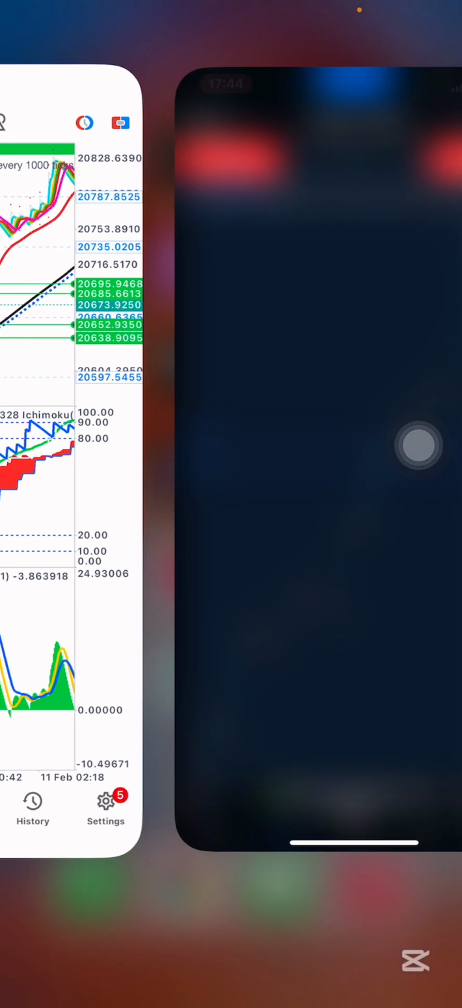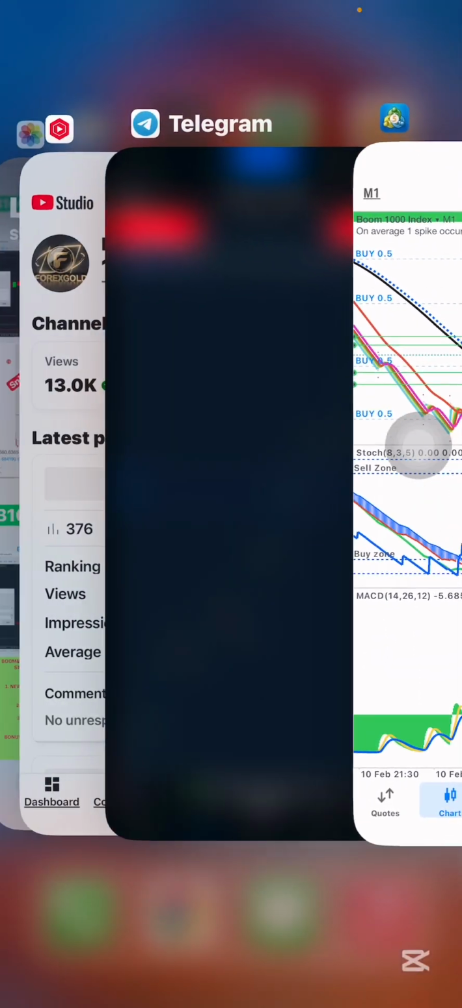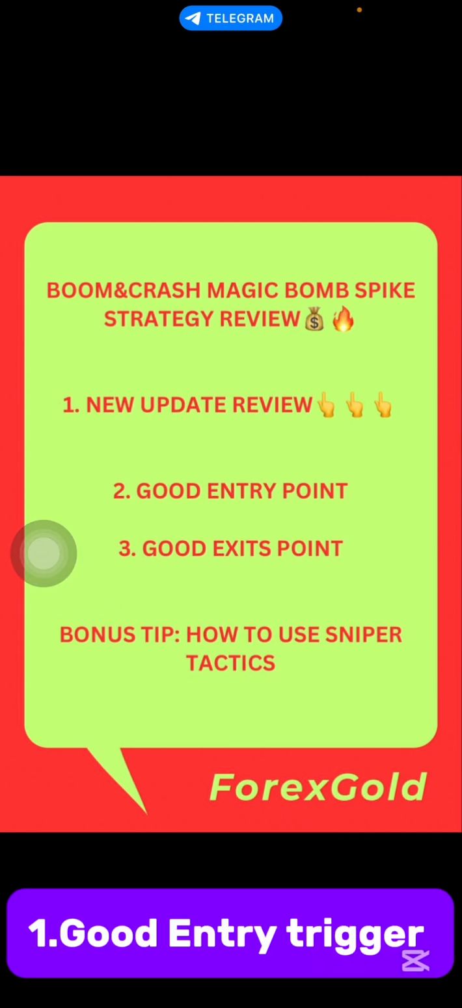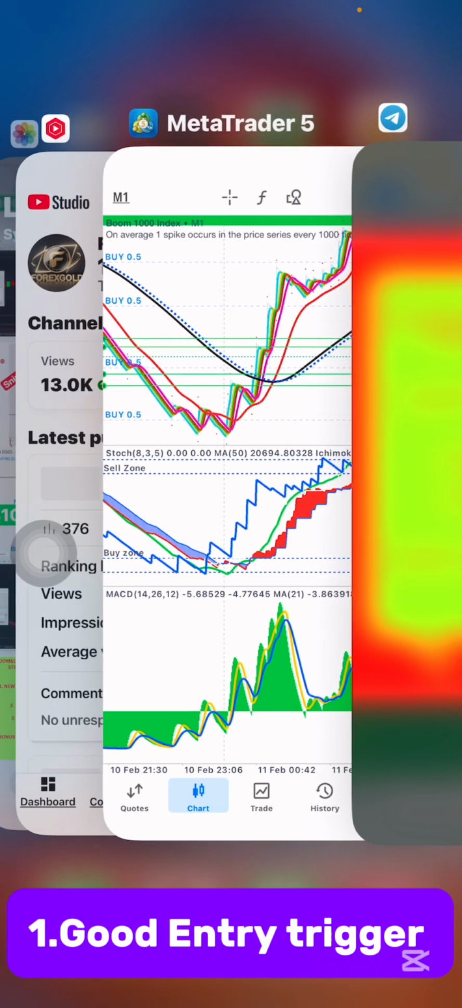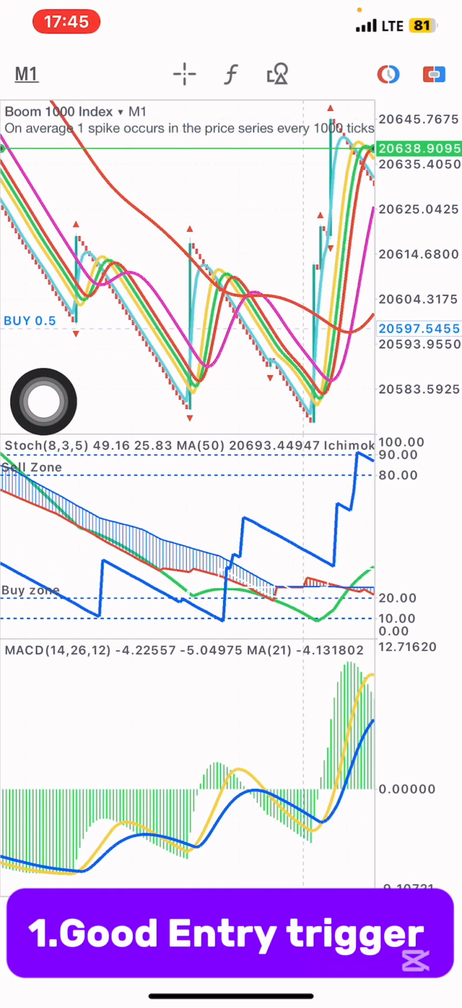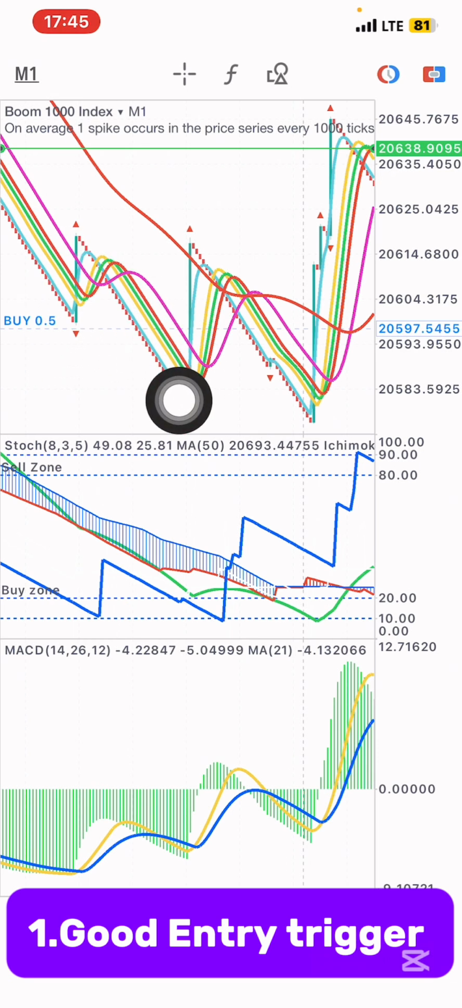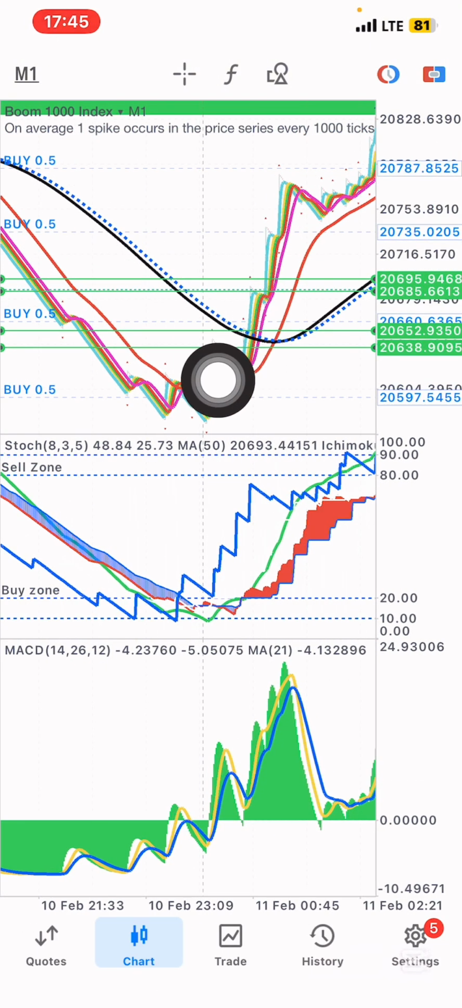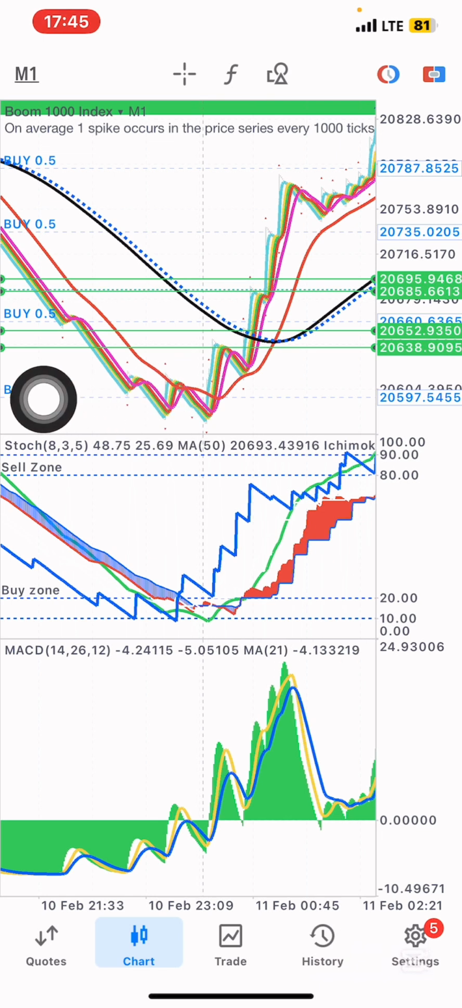Then for the second one, I'm going to give you the good entry point and exit. The point you need to understand using this strategy is what we call the sweep liquidity and stack liquidity strategy. Let me show you what I mean. If you look at this market now, the market has swept liquidity for the first time and gone back into the range. Price comes and sweeps liquidity for the second time and goes back into the range again. So this tells you that the market has swept liquidity twice.